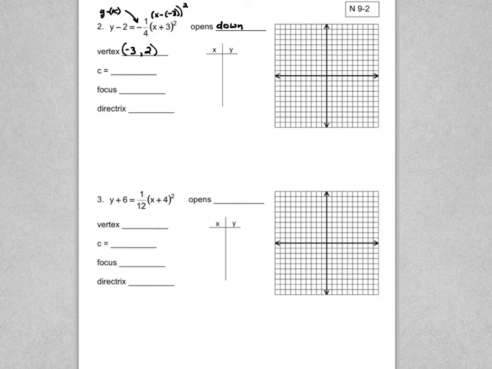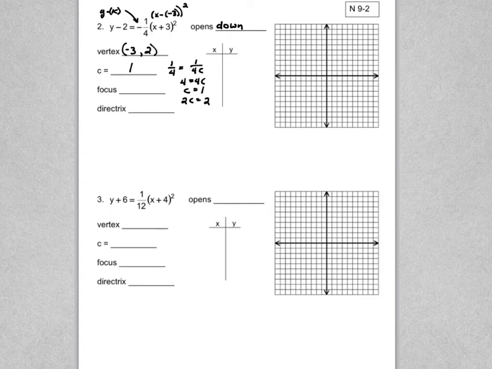Now, in this case, our c, we don't worry about the negative, because the negative we took care of when it opens down. So we're going to say the 1/4 equals 1 over 4c. Okay, so in other words, 4 equals 4c. So 4c is equal to 4, c is equal to 1, and then 2c will be equal to 2 when we need that.